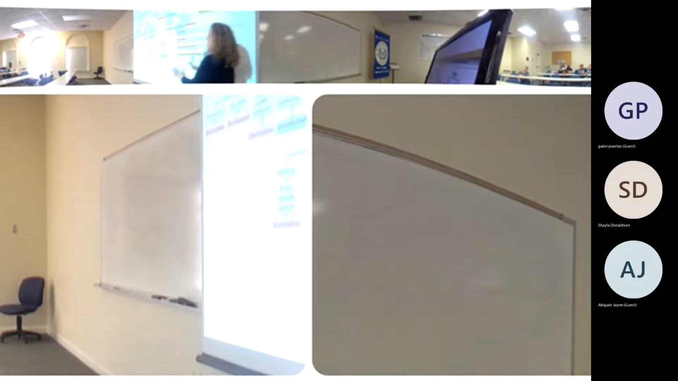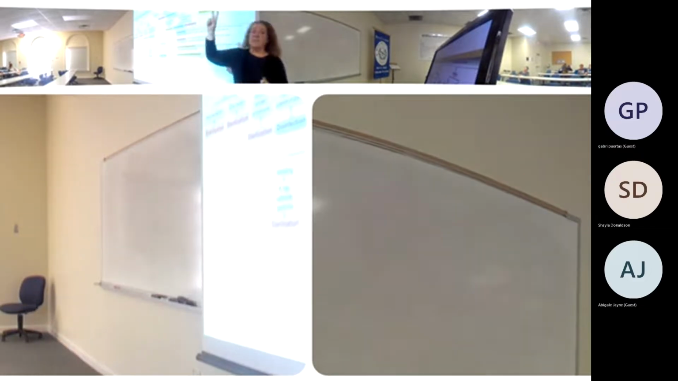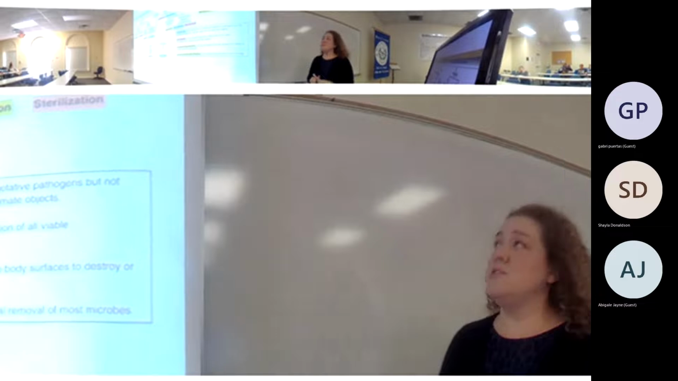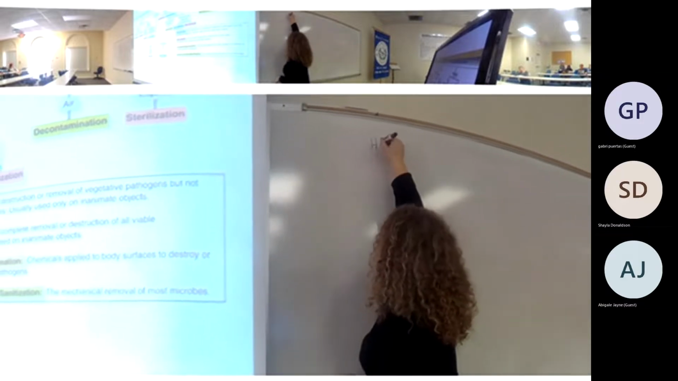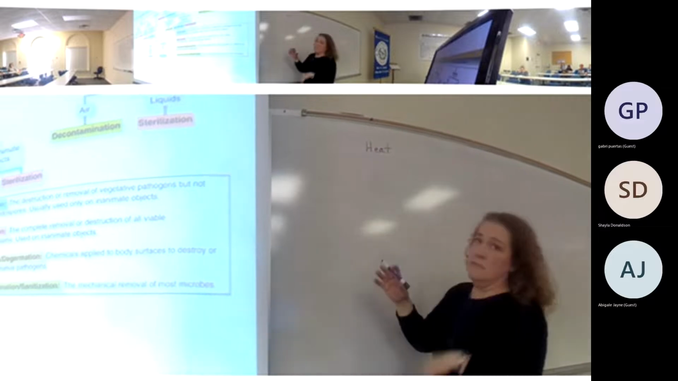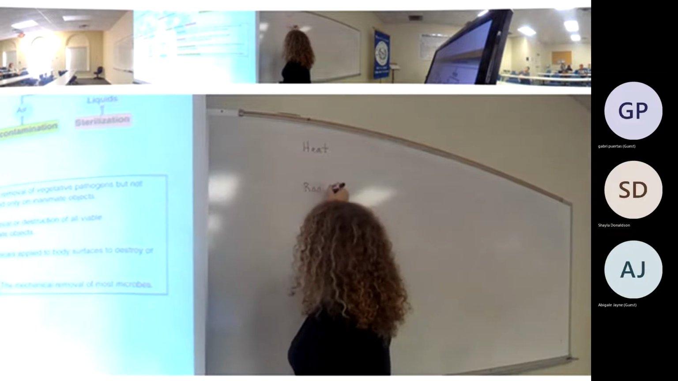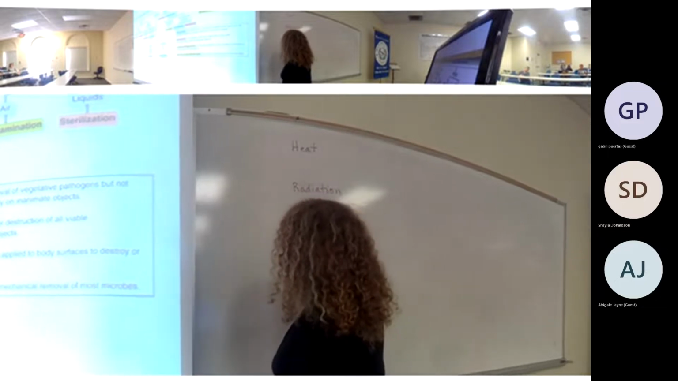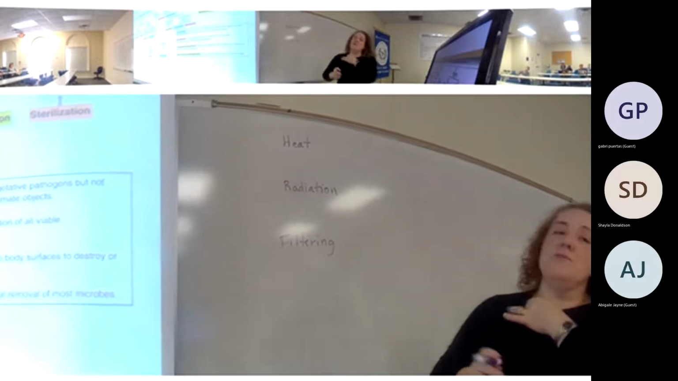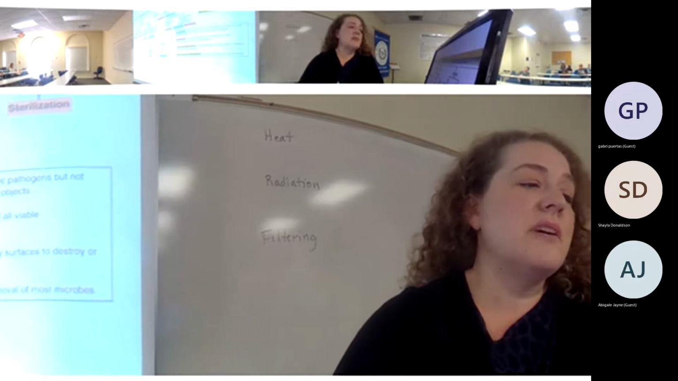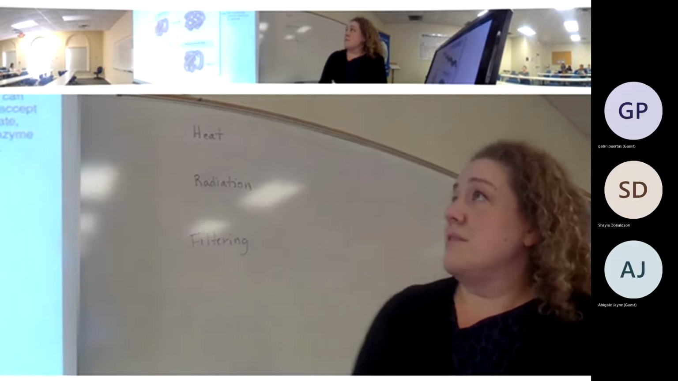Now we're going to start the section that's actually about the physical agents. We've got 3 different categories of physical agents that we use to do microbial control. They have to do with either heat, which is the first category, or radiation in some way, or filtering. Those are going to be the 3 big groups of physical control methods. And we'll start with heat.